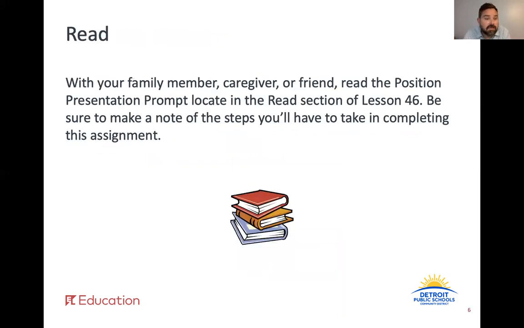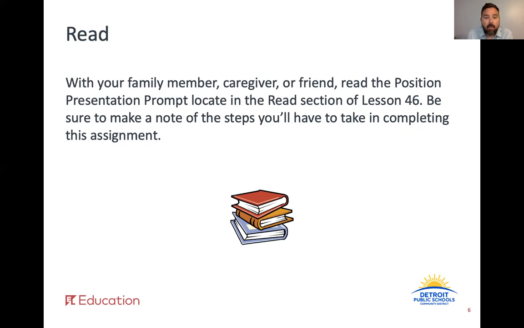Using your note catchers, so when we think about the position presentation prompt located in the read section of lesson 46, we're going to be sure to make note of the steps you'll be taking in completing this assignment as we are getting closer to the final presentation. What the read section of lesson 46 says is: use your note catchers and learning about each food chain, the industrial, organic, sustainable, and hunter-gatherer, to write and present a position paragraph speech to answer the following question. Which of the 4 food chains would best feed all the people in the United States?